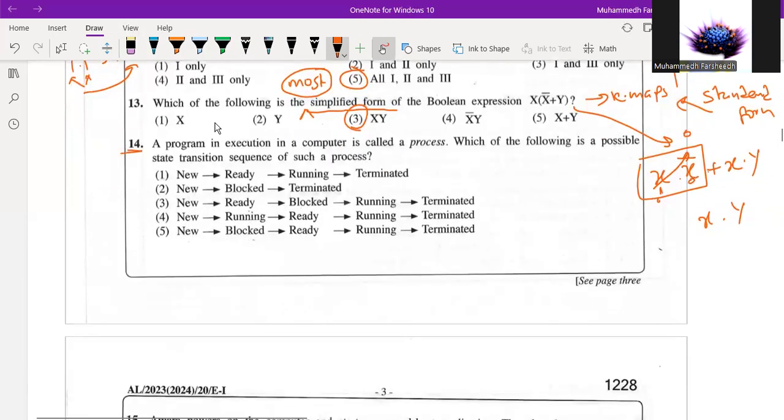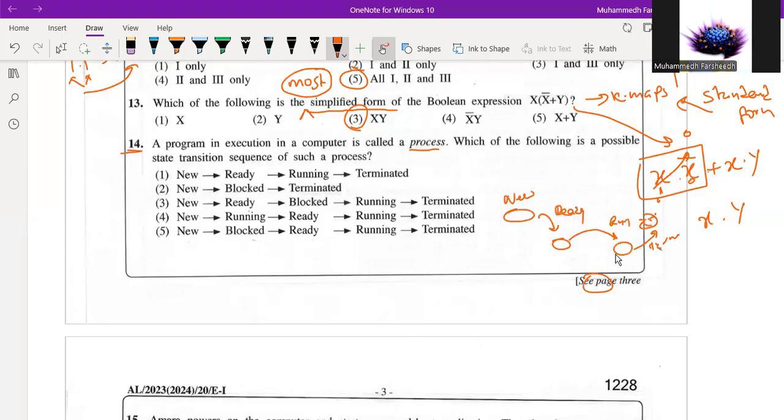Okay, question number 14 now. A program in execution in a computer is called a process. They have given a definition. Which of the following is a state transition sequence of such a process? So a process has mainly 3 states, and we have the 5-state diagram as a normal standard, or the 7-state diagram. When the process is new, it is admitted to ready. Once everything is okay, the CPU can work with it. It is dispatched to running, and once the running is over, it is terminated to go for exit.